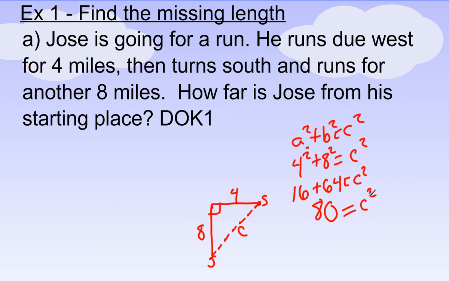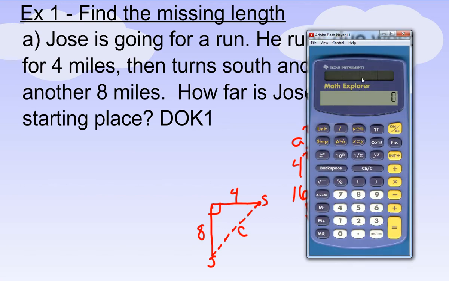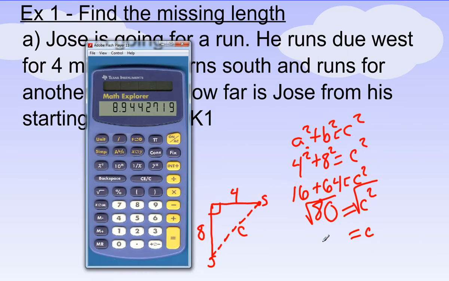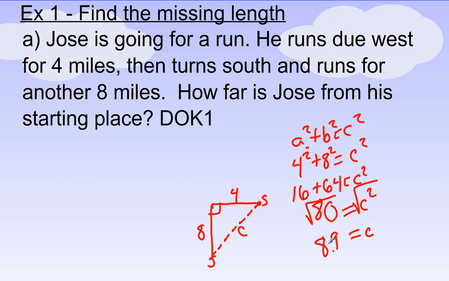And then to get our answer, we square root each side. And c equals the square root of 80, which is about 8.9. And this would be in miles. So the distance that Jose is from where he started is 8.9 miles. If you did not draw a picture and you're trying to think it through, it may not make much sense. I really recommend drawing a picture for every single or almost every single word problem.